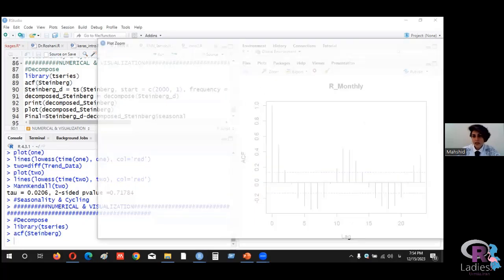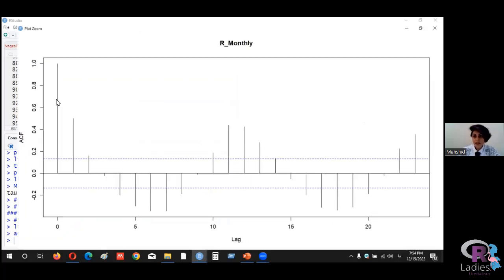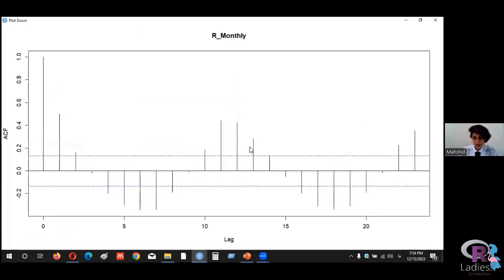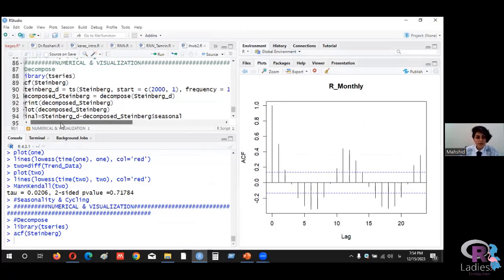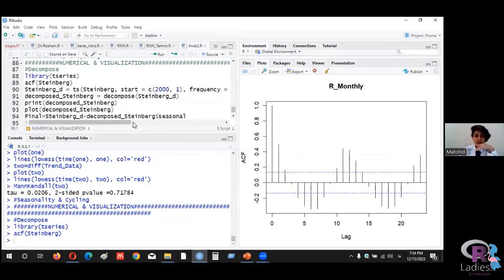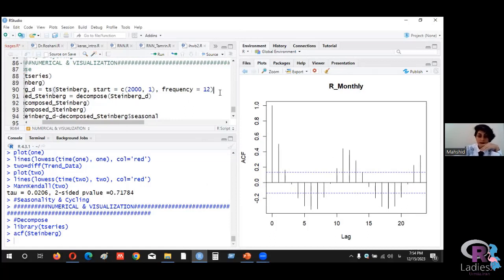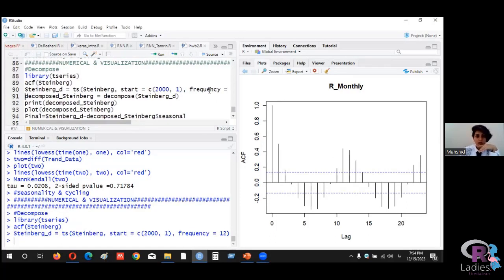If I draw the autocorrelation function, you can see that there is a repetitive pattern in the data. This graph is showing a seasonality. Okay, so it means that there is a seasonality and we have to remove it. And the second one is decomposition. Using the decomposition, we have to define a time series with dates. So that's why I've defined a time series with the date. And now I've applied the decompose function.